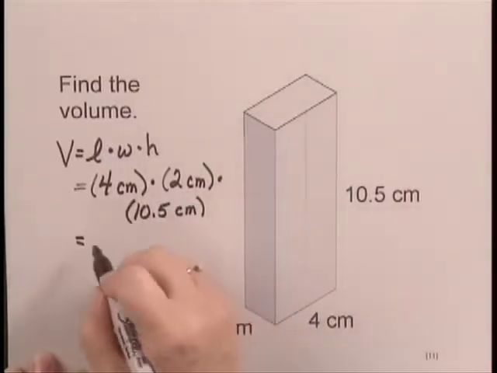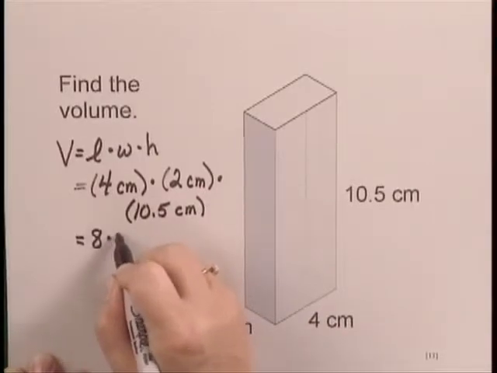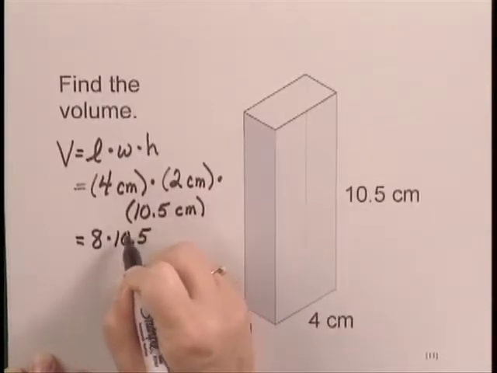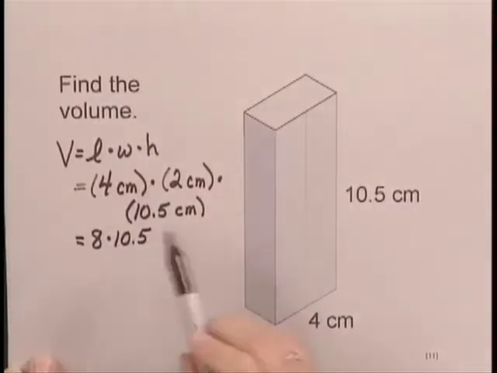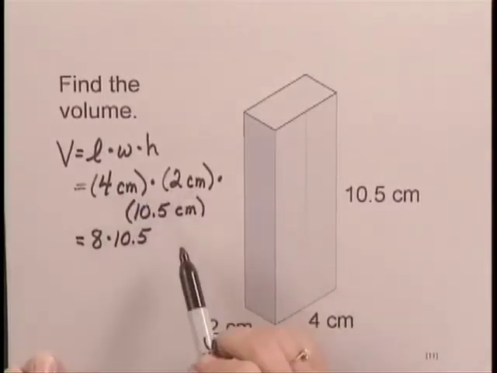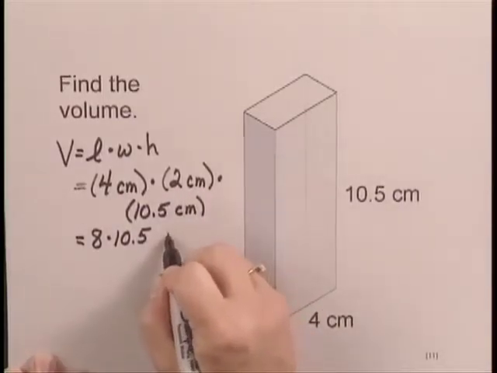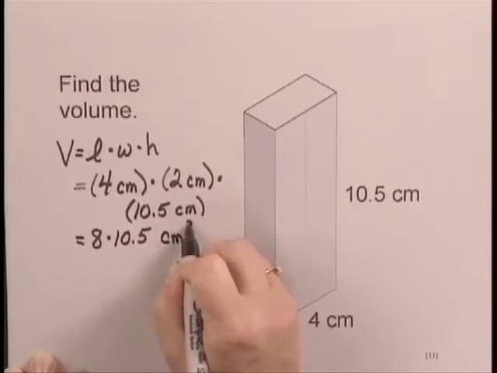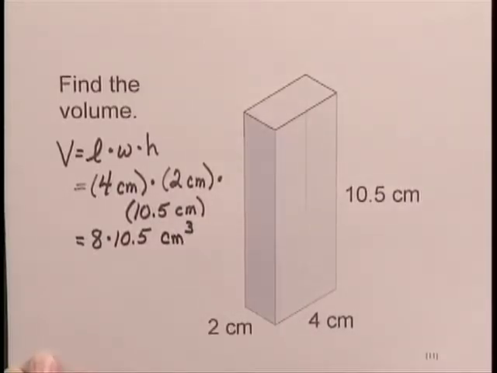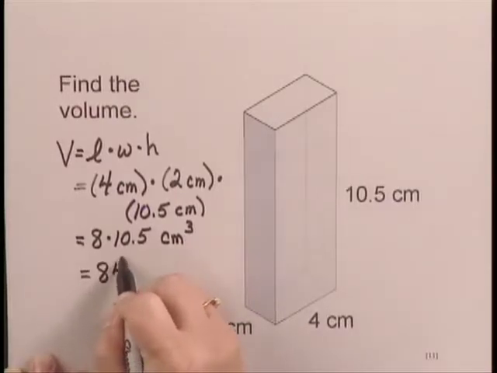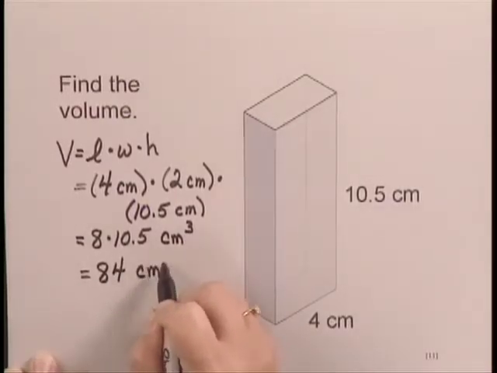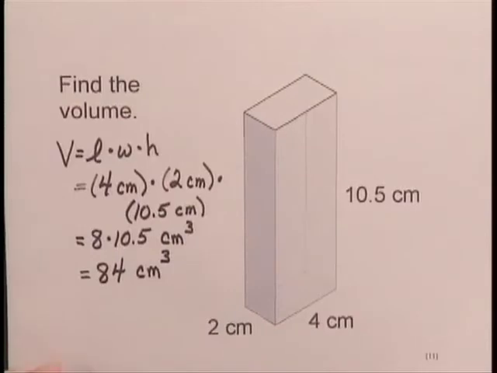Multiplying 4 times 2, that's 8. 8 times 10.5. And I have 3 units of centimeters. Centimeters times centimeters times centimeters. So I'll write cubic centimeters. And finally, multiplying 8 times 10.5, I get 84 cubic centimeters as the volume for this figure.